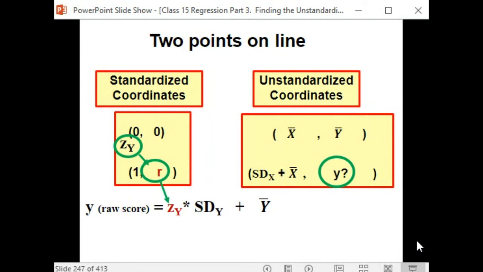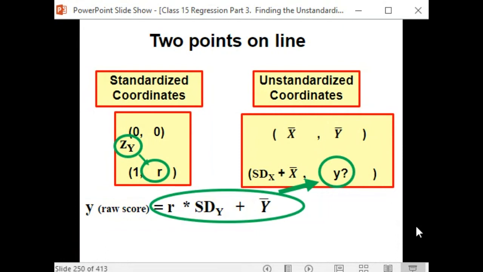Now, the z of y for the 1r point is equal to r. So in the equation, we'll substitute r for the z of y. We now have a new equation. Y is equal to r times the standard deviation of y plus the mean of y. So we now know what y is equal to, and we'll write it up here. The unstandardized coordinate of the point, y, equals r times the standard deviation of y plus the mean of y.